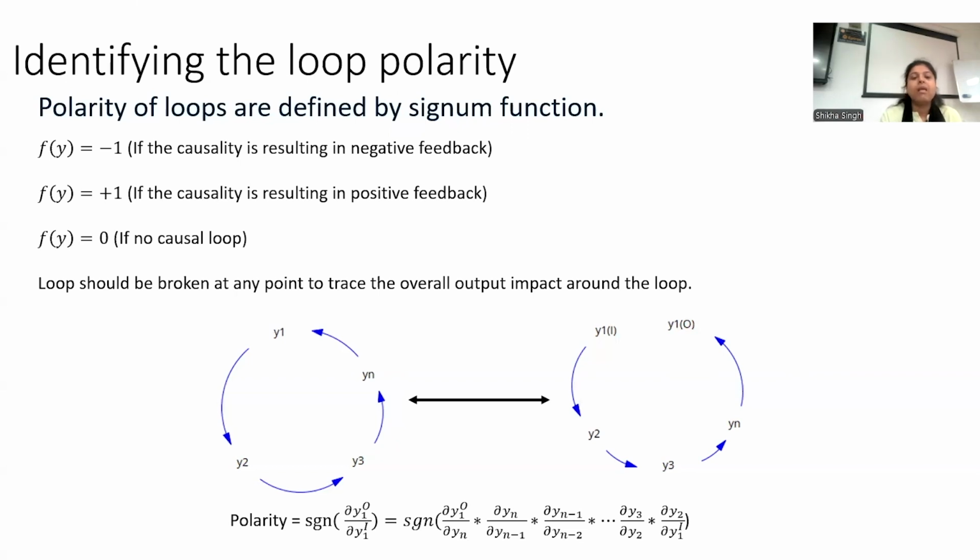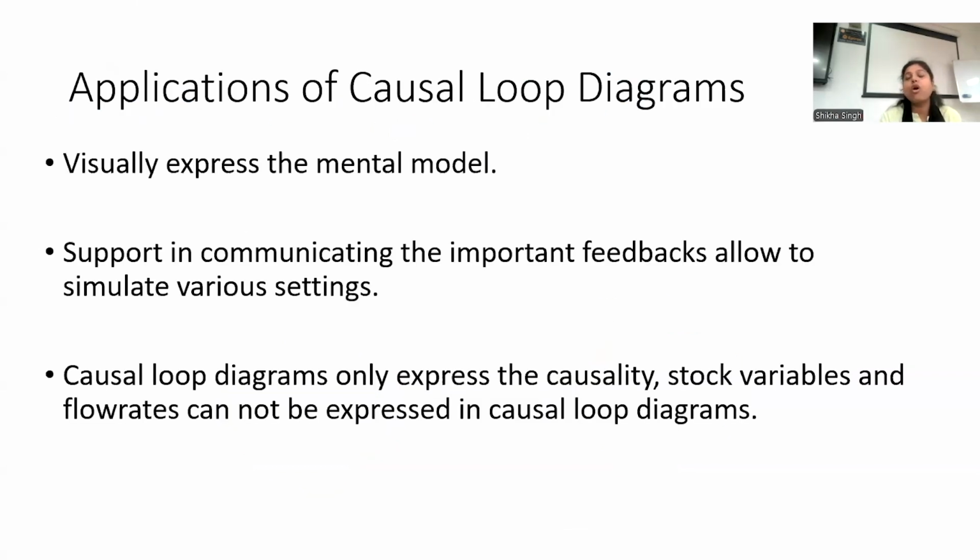Okay. Then the applications of causal loop diagrams. Though by far we keep on discussing the things together, it is similar to that. You see, visually express the mental model. Then you can apply the causal loop diagrams to understand the communication and feedbacks of the different elements of a system.